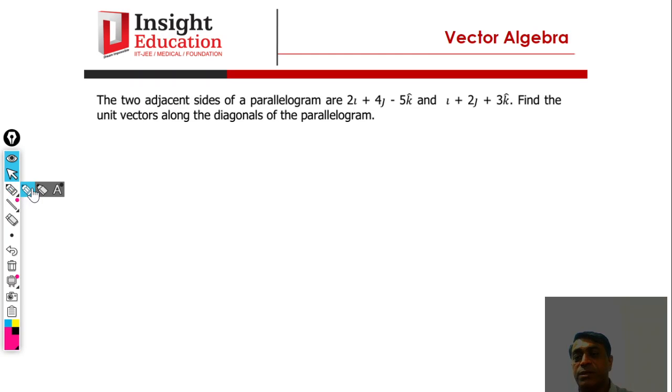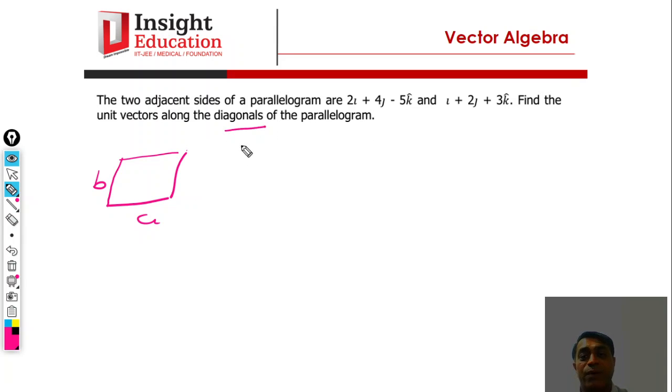Two adjacent sides of a parallelogram are 2i plus 4j minus 5k and i plus j. So the first side and second side, a and b. Find the unit vector along the diagonals of the parallelogram. Along the diagonals, not only one. So the first diagonal is a plus b. I can write 2 plus 1, so 3i, plus 4 plus 2, 6j, minus 5 plus 3, 2k.